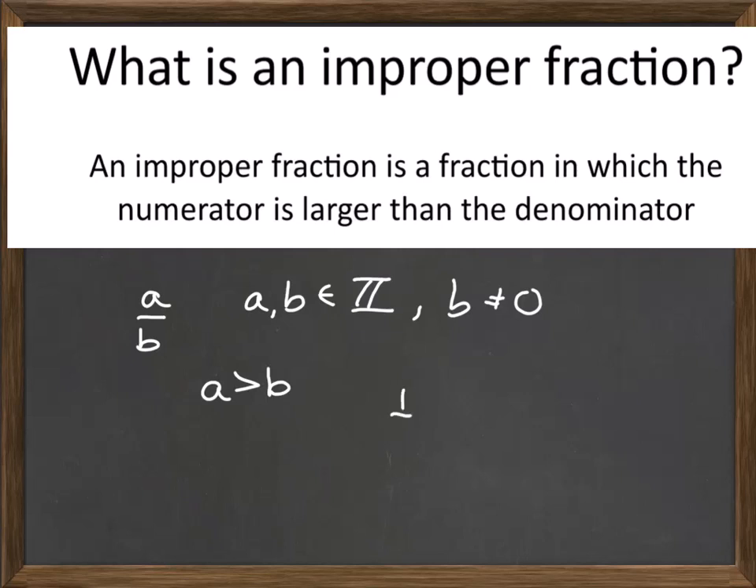Okay? So for example, let's say I gave you 1/2, I gave you 3/4, and I gave you 7/5. Which of those is the improper fraction? If you said 7/5, that's correct, right? 7/5 is an improper fraction because the numerator is larger than the denominator. The others are proper fractions, because the numerator is smaller than the denominator.